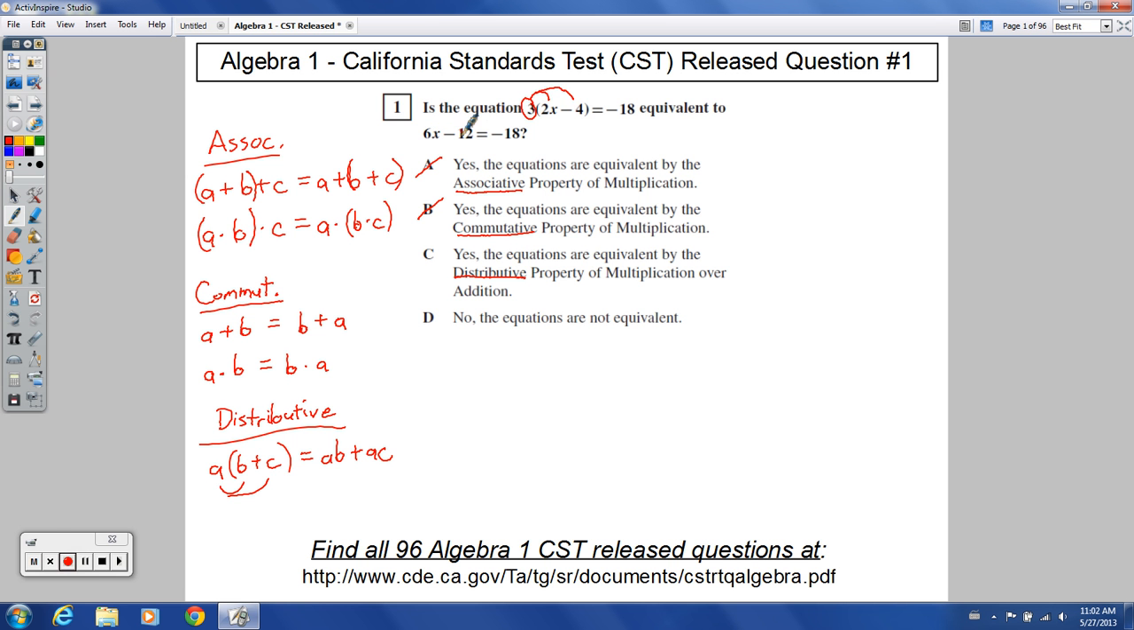That'd be 3 times 2x. 3 times negative 4 is negative 12. Does that equal negative 18? Sure does. So choice C looks like the correct choice. Yes, the equations are equivalent, so choice D is incorrect. So we've effectively eliminated the wrong choices and got the right one. Number 1 is choice C.